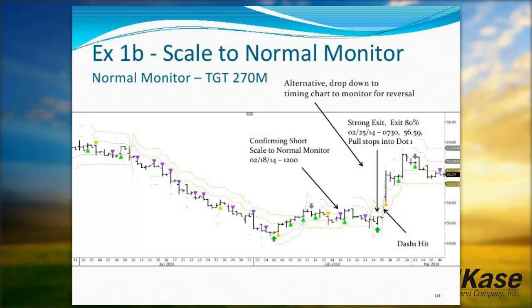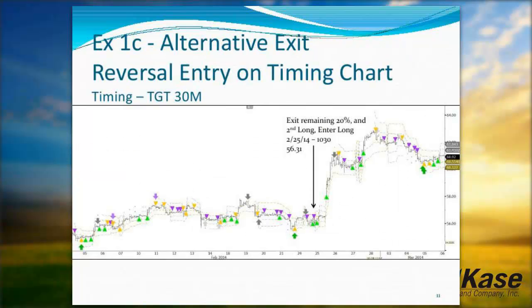But nonetheless, at this point I would have perceived this move up as a corrective move, and then we're getting a new extension to move down. I would have scaled to the normal monitor here upon the confirming purple triangle or dart. Ultimately, we get a green arrow, and so that's an exit of 80%, and we pull our stop into dot 1, and then we're going to show us dropping down, okay?